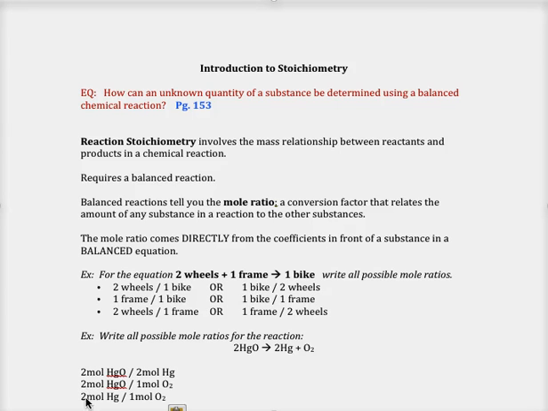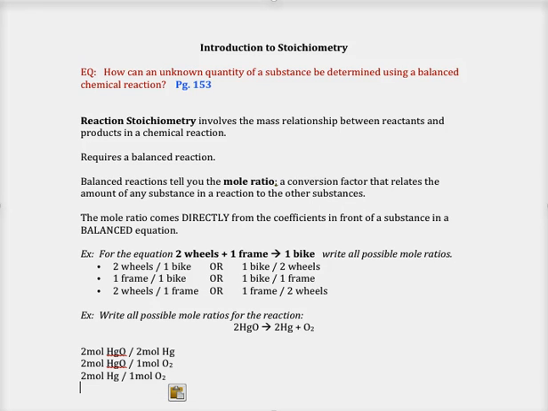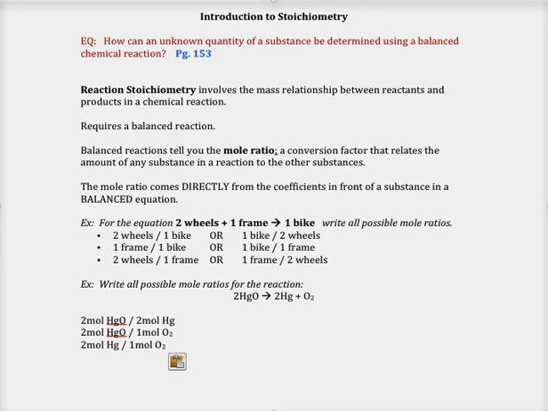So I got these 3 ratios. 2 moles of mercury oxide for every 2 moles of mercury. 2 moles of mercury oxide are necessary to produce 1 mole of oxygen gas. And finally, 2 moles of mercury are produced in conjunction with 1 mole of oxygen gas. All of these statements are true, and I can use any of these conversion ratios depending on what units I need and what units I need to cancel.